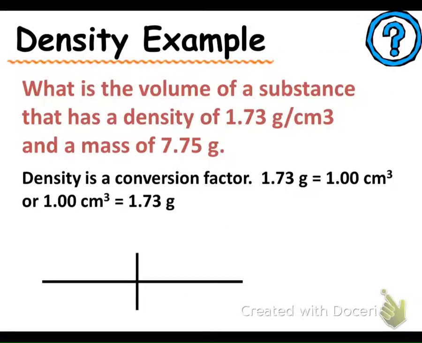Alright, let's look at another example here of using density as a derived unit and as a conversion factor. You're going to have a question like this on your practice problems. You're going to have a question like this on your lab. You're guaranteed to have a question like this on your test. So please make sure that you're paying attention. What's the volume of a substance that has a density of 1.73 grams per centimeter cubed and a mass of 7.75 grams?